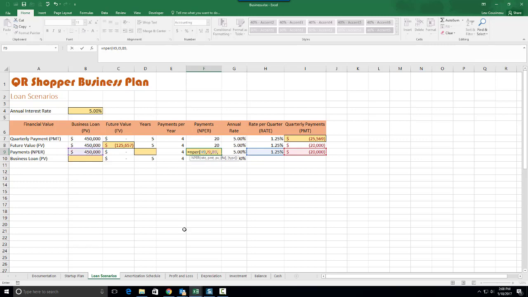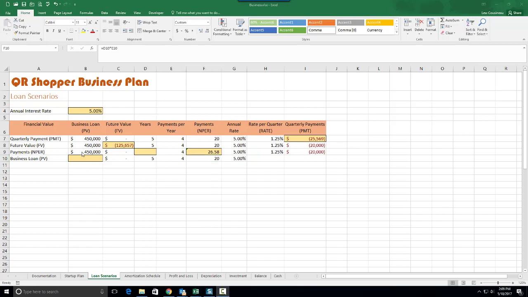Is there going to be a future value? No, because the idea is we're going to pay this off. We're just asking the question, how long will it take? How many periods will it take to pay this off? So that'll be 0, no future value in this case. And then, of course, the type, sticking with the 0, close up that function. And it basically says you're going to have 26.58 periods.